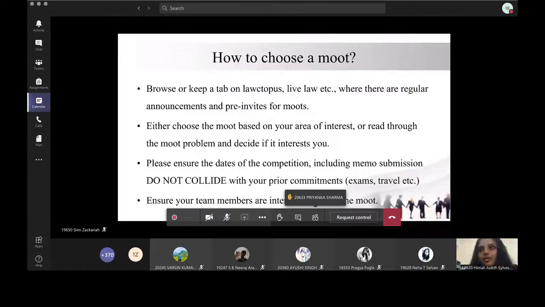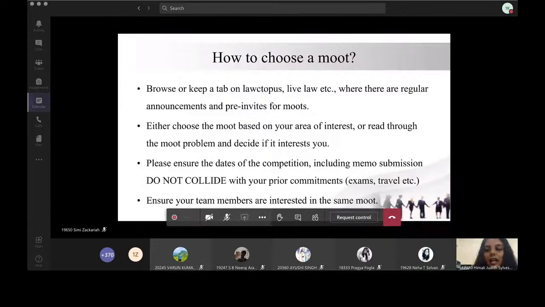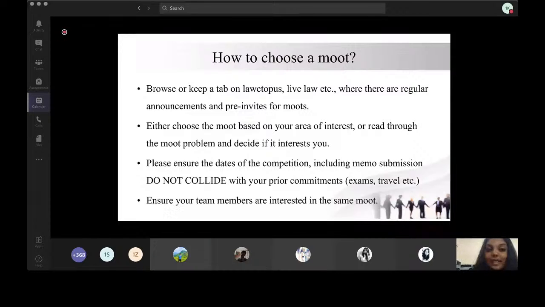Of course, an important caveat to keep in mind is that you shouldn't have prior commitments. So your moot court is a commitment of about 2 to 3 months actually, but 1 or 2 months is like a mandate. So you should make sure you don't have any prior commitments, and you should also form a team where all your team members are interested in the same thing.